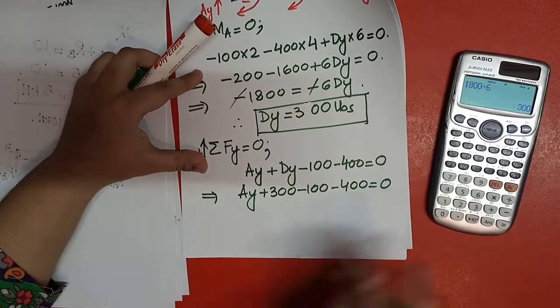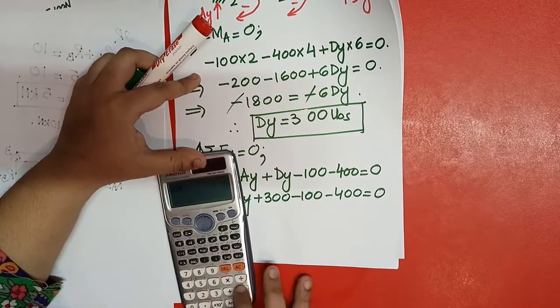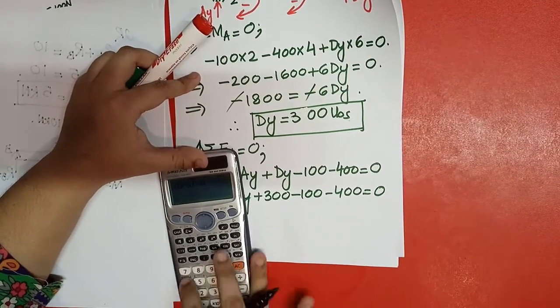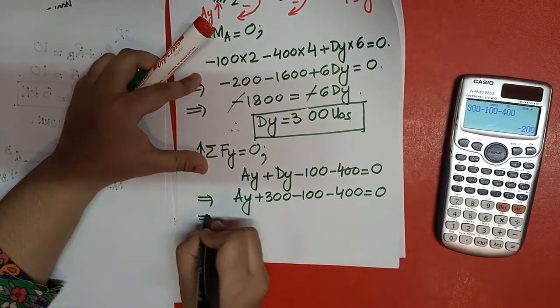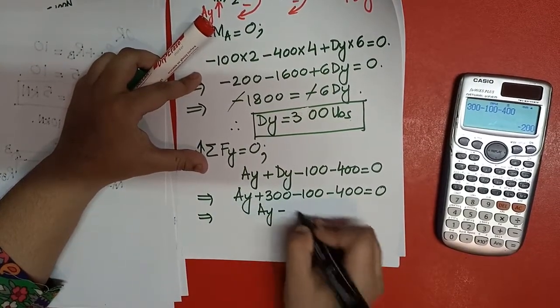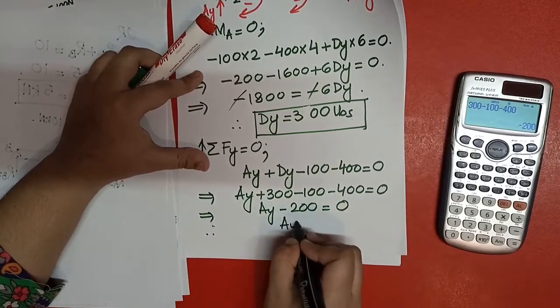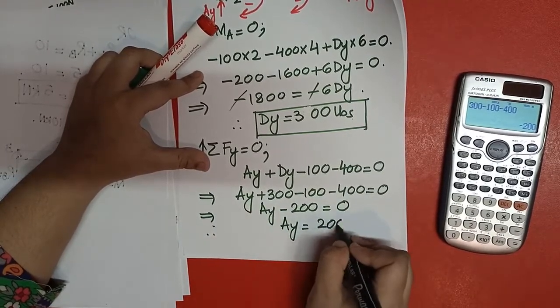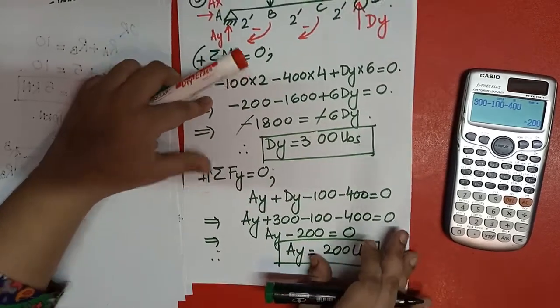So what will the answer be? Summing 300 minus 100 minus 400 comes out to be minus 200. So AY minus 200 equals 0. Therefore, AY comes out to be 200 pounds. So this is the way to calculate the support reactions.